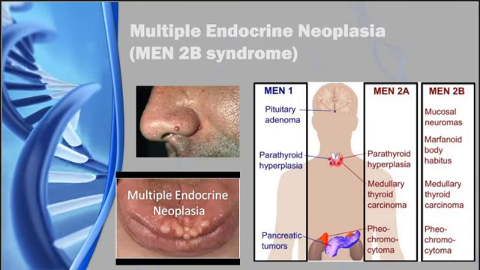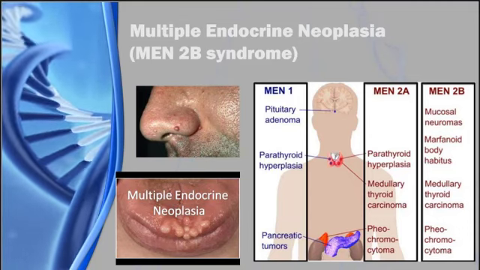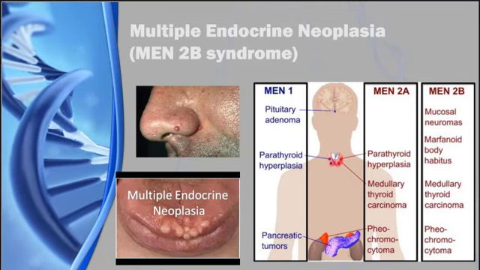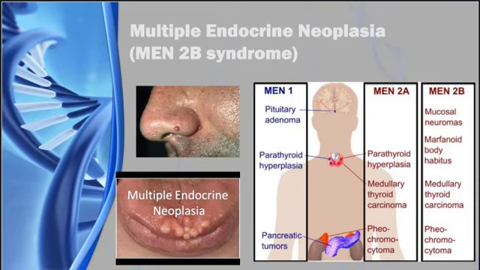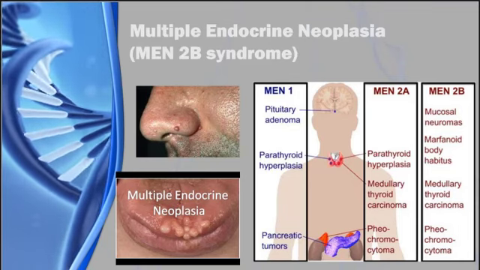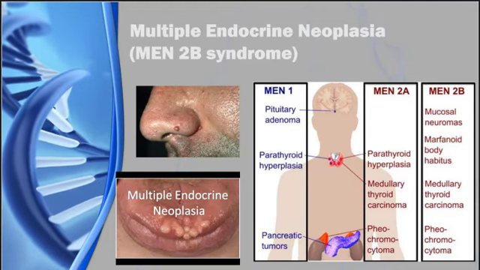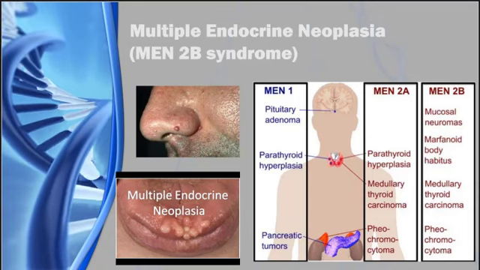The earliest sign of this disease occurs when there are neuromas on the lips and tongue, which cause a thick, large, bumpy lip. So that's going to be the first earliest sign of disease. They may be tall in stature. They typically have a wide-set expression, wide eyes, and mandibular prognathism.